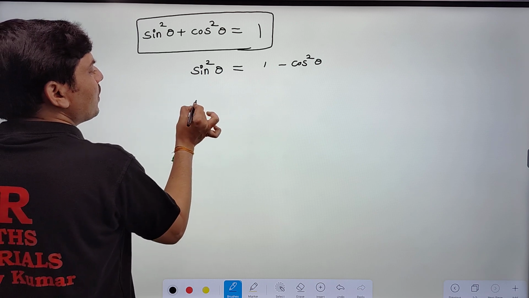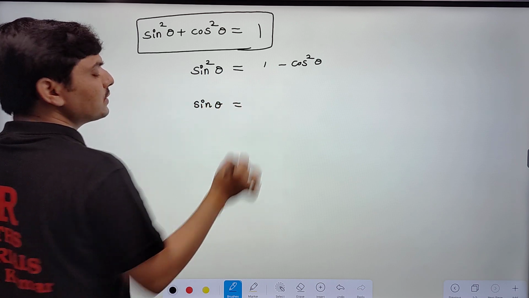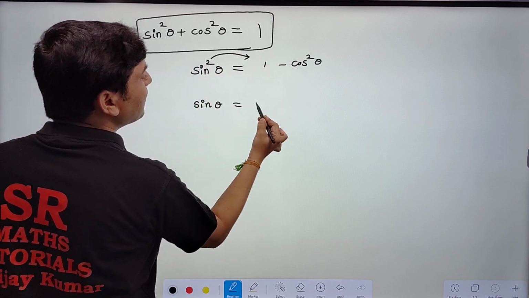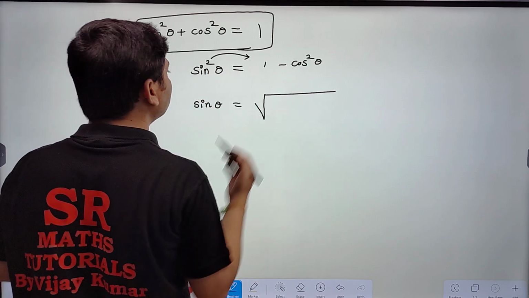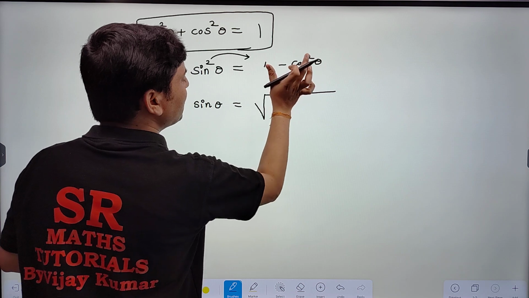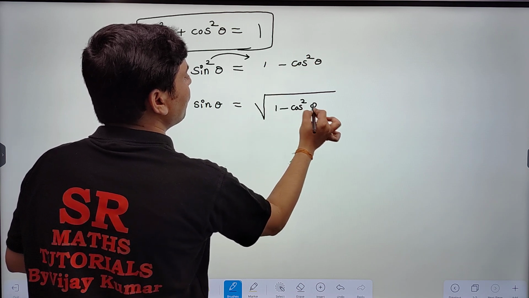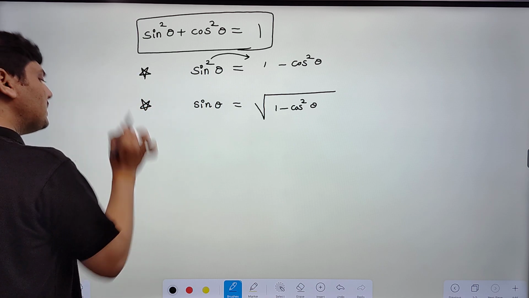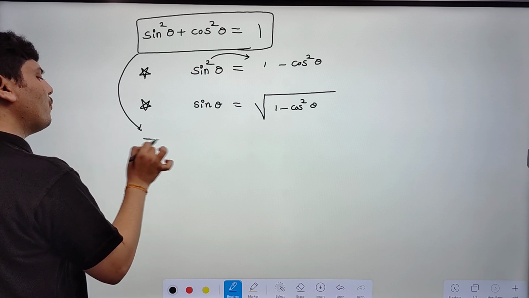Similarly, what is the formula for sin theta? Whenever this 2 moves from left to right, the square immediately goes under the root. The remaining terms you write as they are, they cannot be changed. 1 minus cos square theta cannot be changed. So finally, two formulas come from this concept, and similarly, from the other concept, again two more formulas.